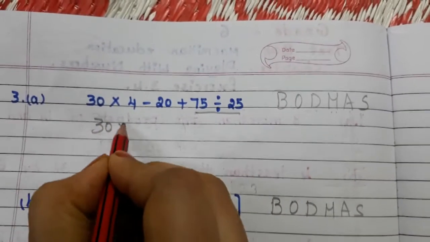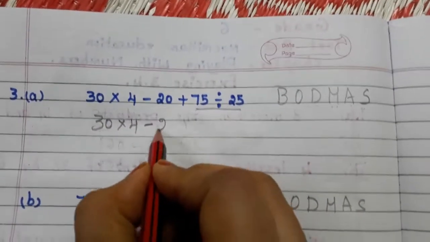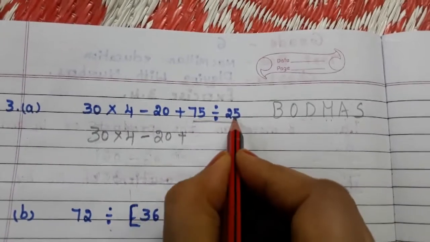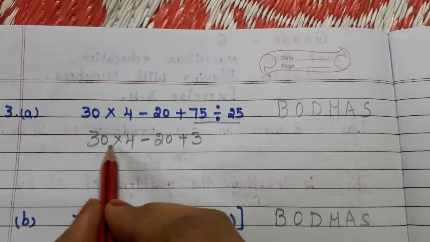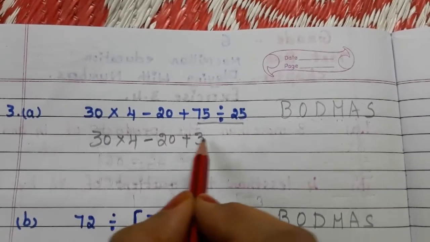75 divided by 25 is 3. Right? Now we have the expression 30 into 4 minus 20 plus 3.